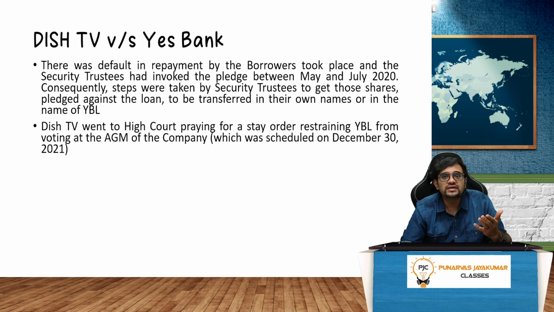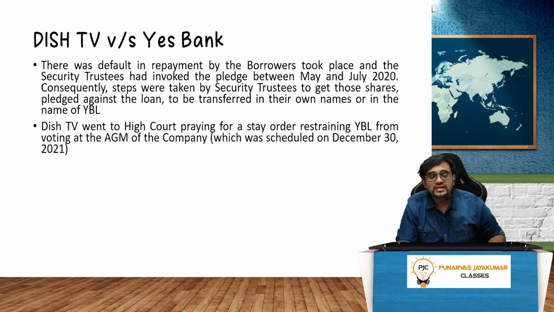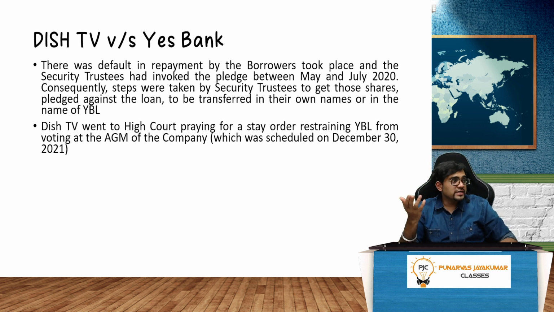Extension will only be granted against very serious issues, like for example COVID. In 2020, the ROC had granted extension for all companies to hold the AGM by 31st December 2020. But this is 2021, COVID is gone. So this had happened. Since the matter was in the High Court, they kept on postponing it.